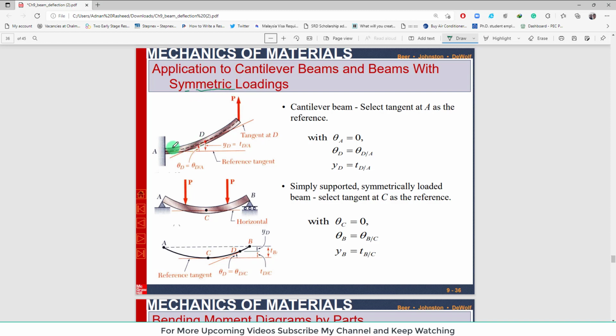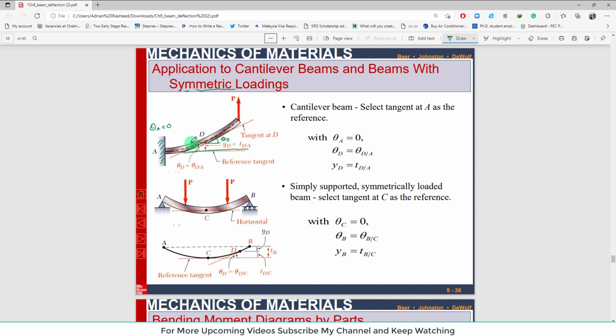So you can see this is a cantilever beam that is acted upon by a load P that is acting upward. Clear? So if you have previous knowledge, at the end A is a fixed support. So if you draw a tangent at point A, it means that the slope at point A, theta A, is equal to 0. And at point D, if you draw a slope, definitely it will make angle theta D.